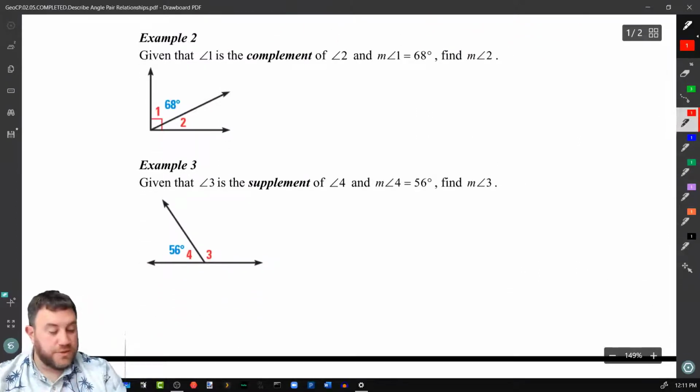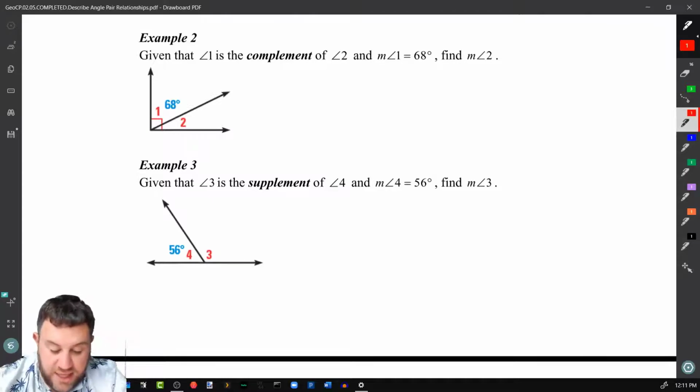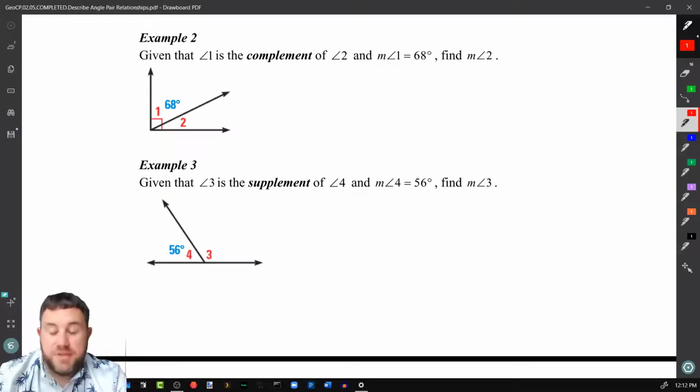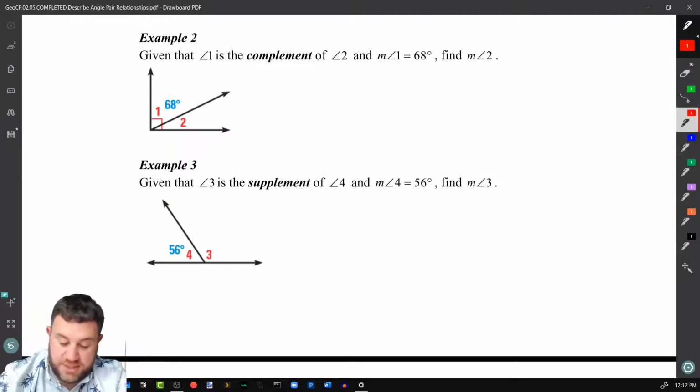All right, so let's do some work with some of these. Given that angle 1 is the complement of angle 2, and the measure of angle 1 equals 68 degrees, find the measure of angle 2. Some of you have already typed it in your calculator and figured out the answer, but I'm going to go through it step by step.